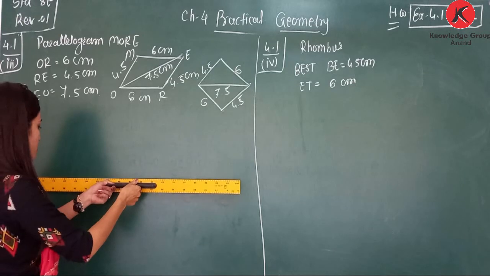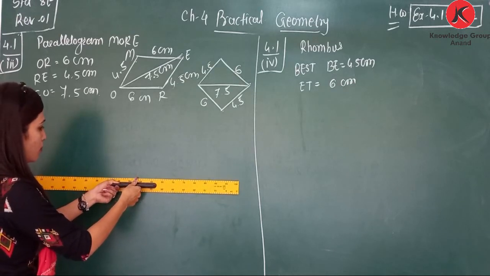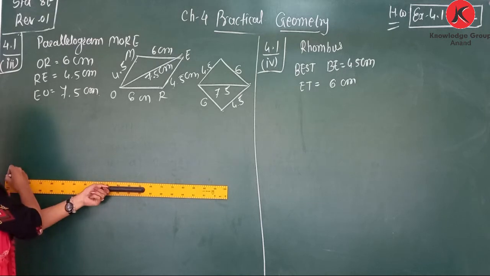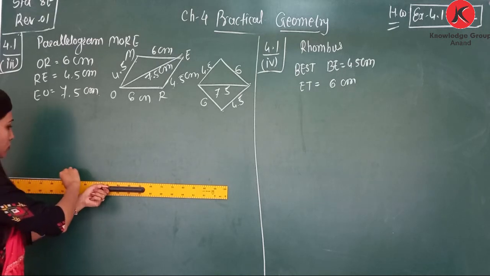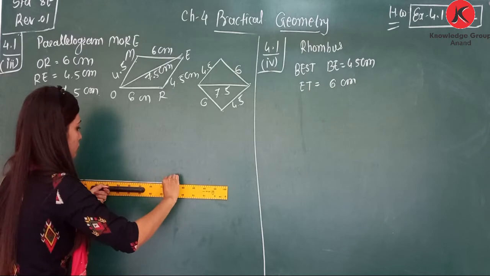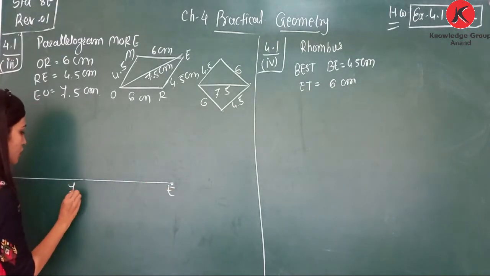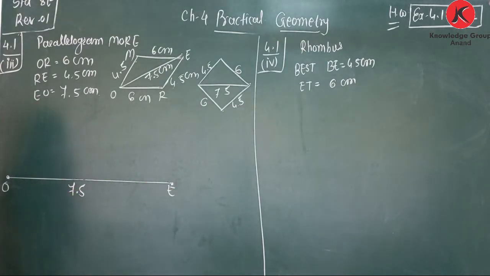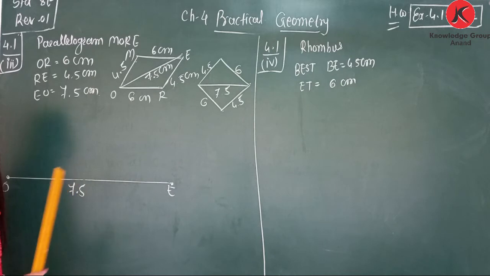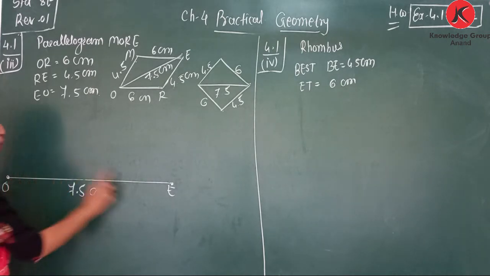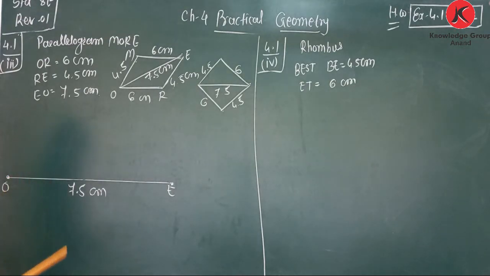So let's draw EO of 7.5. We need to draw a horizontal line. So it is 7.5. You need to write this first step. Draw EO of 7.5 centimeter. Okay, write first step. OE is 7.5 centimeter.